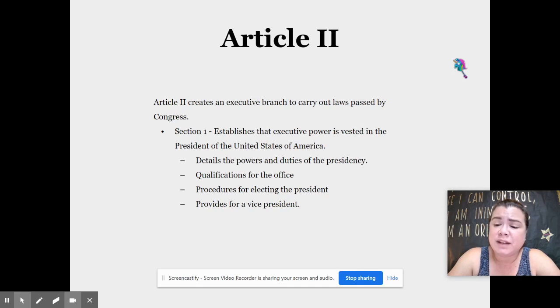duties that are there, the qualifications for the office, such as you have to be a certain age, you have to be naturally born, or born on the soil of the United States, and procedures for electing the president, and provides for the vice president. We'll get more into Article 2 as we get into the 3 branches of government, but for now, this is just a quick overview, okay?